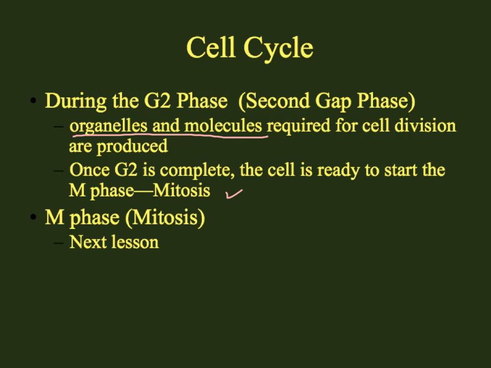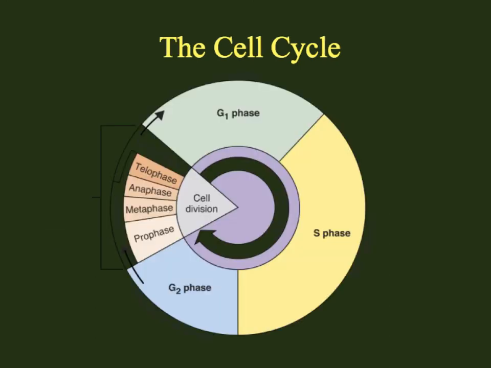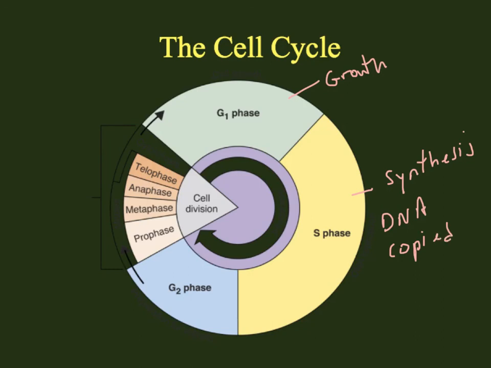But before we do that, we should take a look at this diagram. Again, this is our cell cycle. You will probably get used to seeing this. Here's our G1 phase, growth. This is our S phase. S phase, we call it our synthesis. Synthesis means to make. This is when the DNA is copied. And then we have our G2, getting ready. And here is the M phase. This is mitosis, which we will get into at the next lesson.